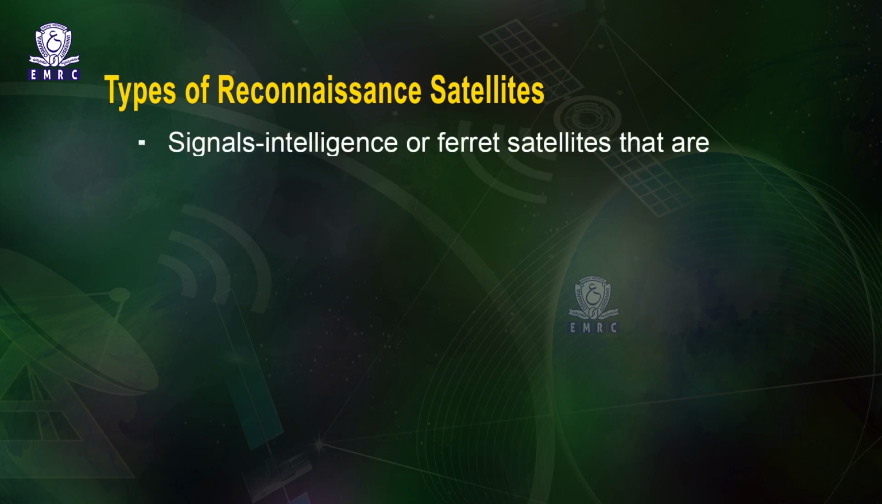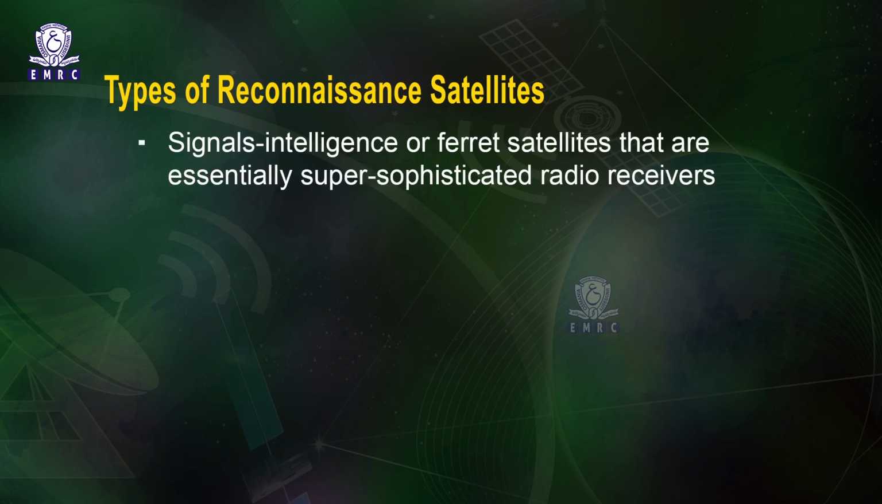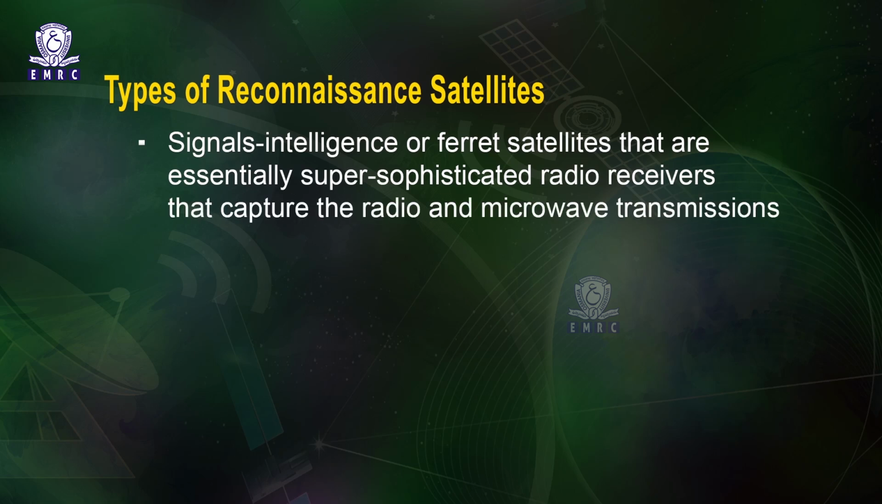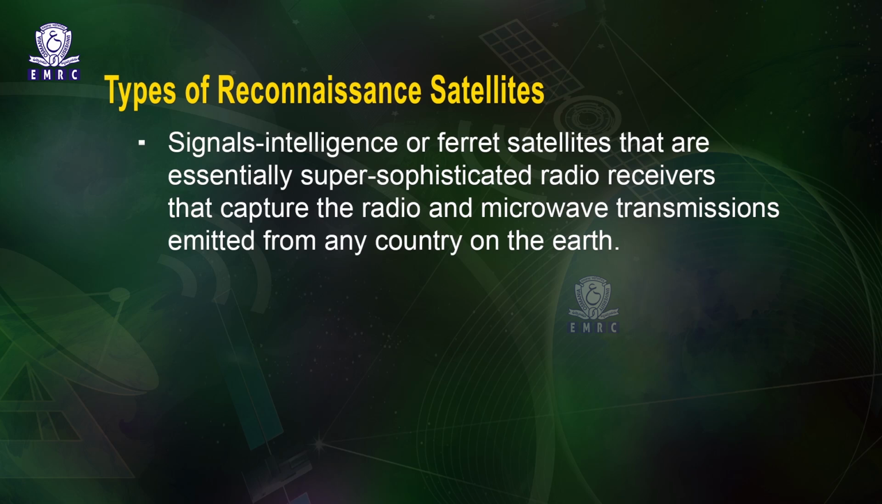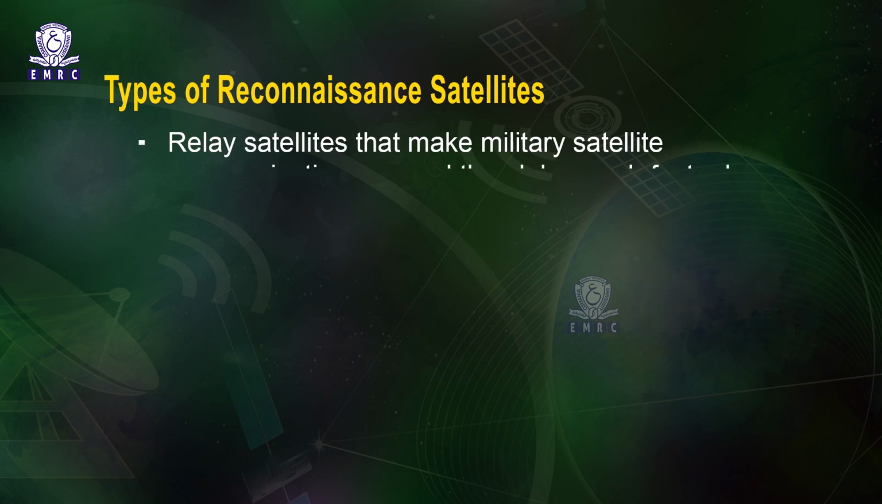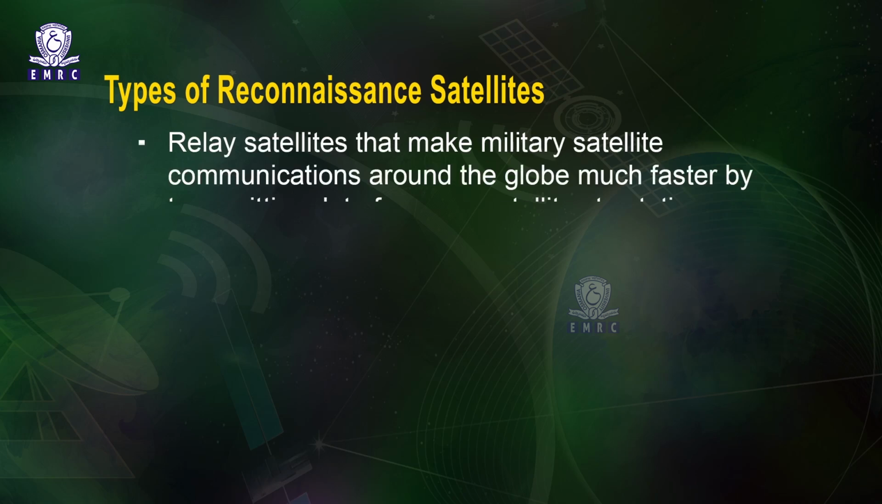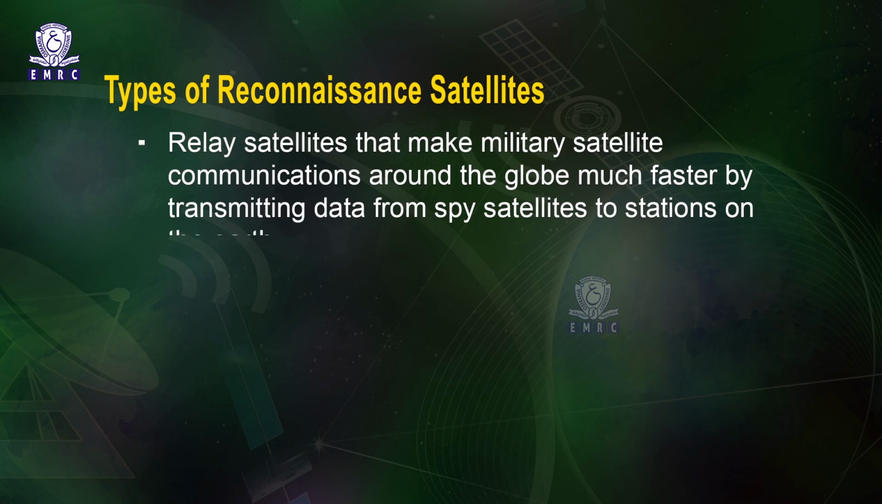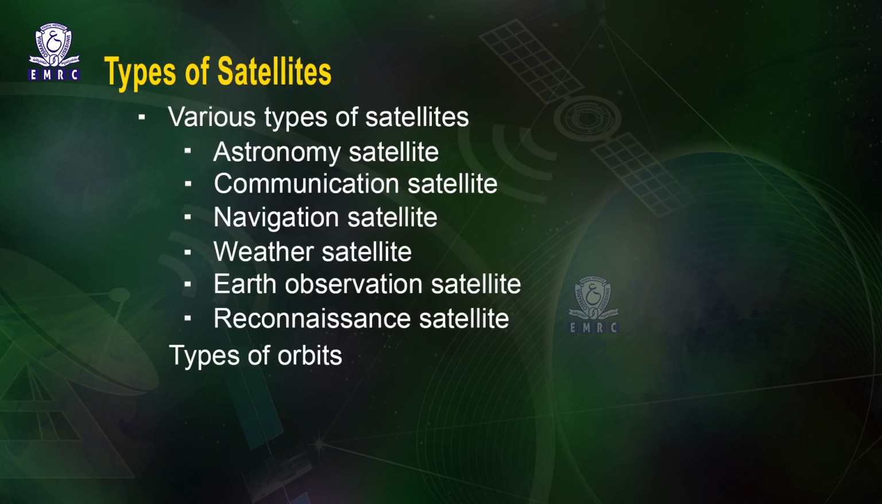Signal intelligence or ferret satellites are essentially super sophisticated radio receivers that capture the radio and microwave transmissions emitted from any country on the Earth. Relay satellites make military satellite communications around the globe much faster by transmitting data from spy satellites to stations on the Earth. Types of orbits.